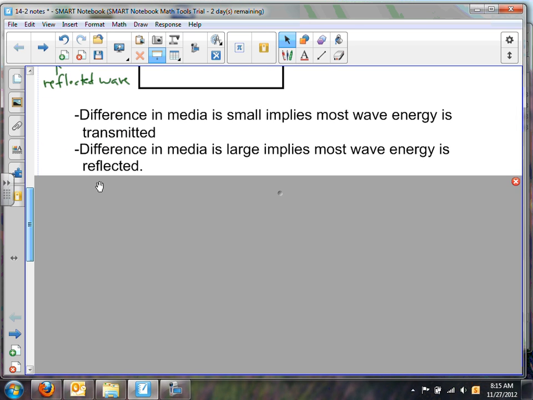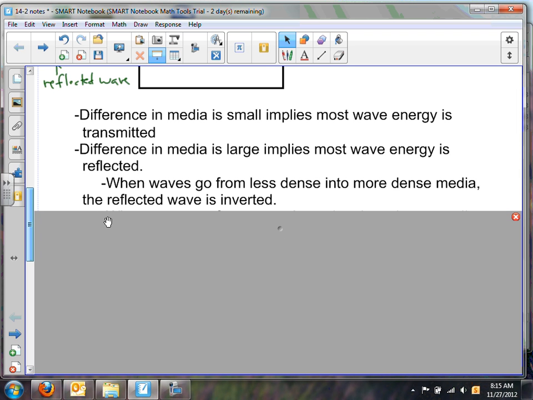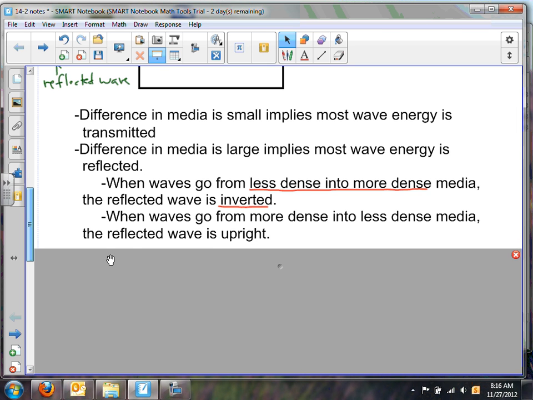Now, how can it be reflected? Well, it can either be reflected upright or inverted. If the wave goes from a less dense into a more dense medium, that goes from air into water, then most of the energy is reflected, we know, and the reflected wave is going to be inverted, upside down. So if it's going from less dense into more dense, the reflected wave will be inverted. And conversely, if you're going from more dense into less dense, then it's going to be reflected upright.